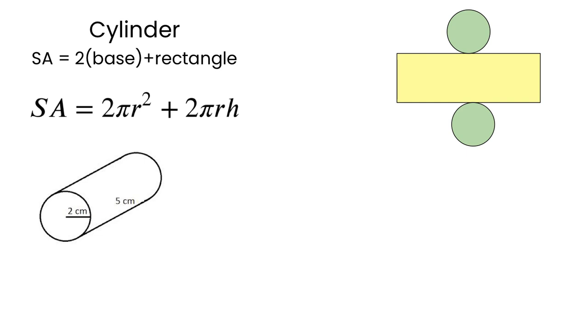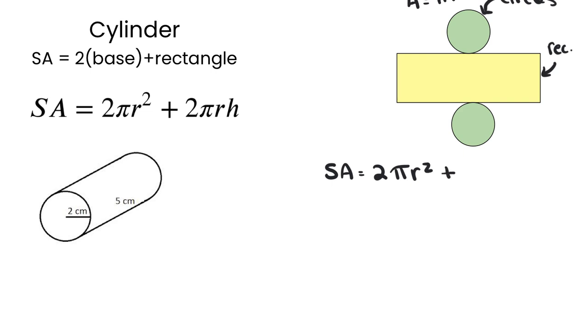All right, let's look at our cylinder. To find the surface area of the cylinder, we have 2 bases, which are our circles over here, and then we have a rectangle. In order to find the surface area of a cylinder, we have to determine the area of each one of these pieces and add them together. First of all, we know to find the area of a circle, area is equal to pi r squared. We have 2 of those, so we have 2 pi r squared, plus we need the rectangle.